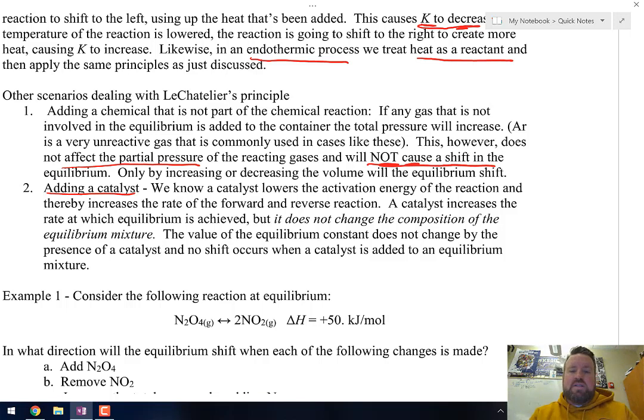Okay, but it does cause the activation energy to be lower, and it does cause the rate of the forward and reverse reaction to go up, and it increases the rate at which equilibrium is achieved. You get to equilibrium faster with a catalyst, but again, it does not change the composition of the equilibrium mixture, and therefore does not cause a shift to occur.